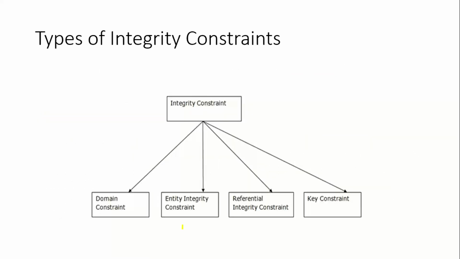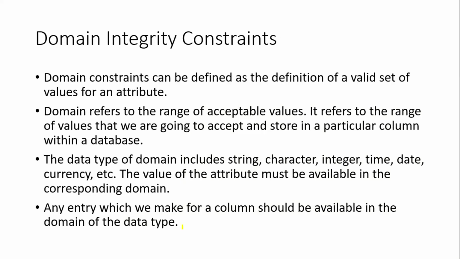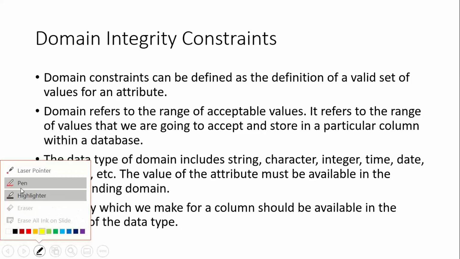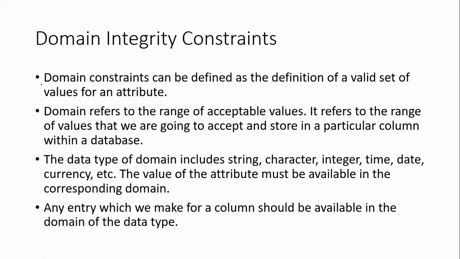Next, we have seen the types of integrity constraints. What are they? Domain constraint, entity integrity constraint, referential integrity constraint, and key constraints. Let's see in detail. First, domain integrity constraints. So what is a domain? We have already discussed what a domain is. Domain refers to the range of acceptable values.